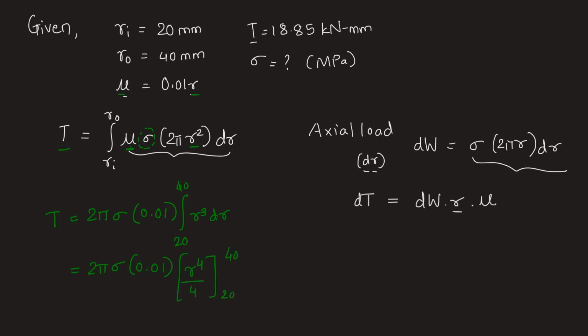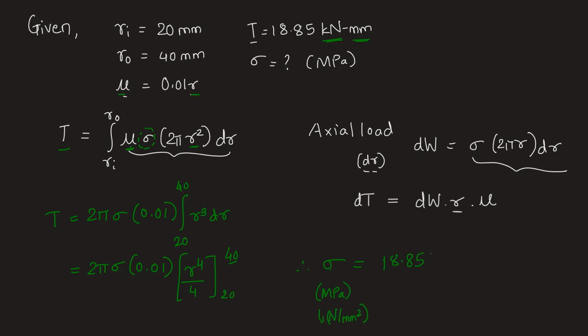Therefore, we can write sigma will be equal to, taking this 4 to the numerator on the other side and putting value of T, we have 18.85. Remember, this unit is kilonewton millimeter. So R we have taken in millimeter. So we'll keep millimeter as it is, but we'll convert kilonewton to newton, so that we get sigma in the direct unit MPa. MPa is equivalent to Newton per millimeter square.